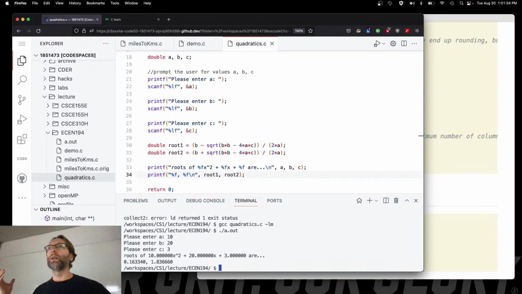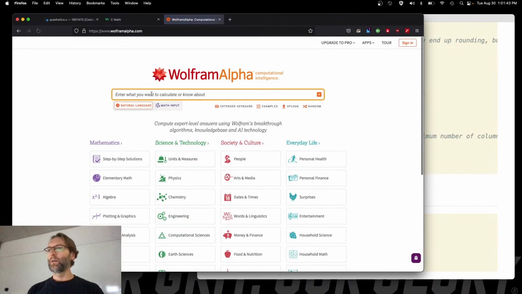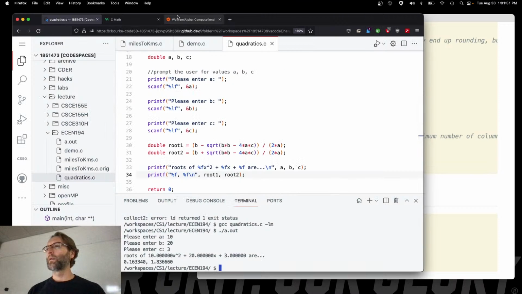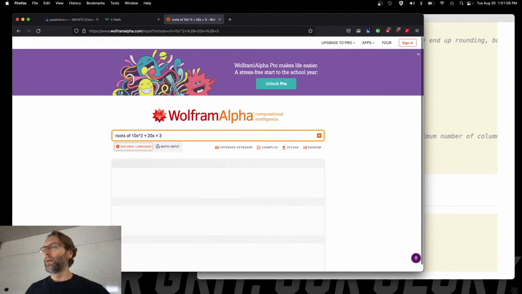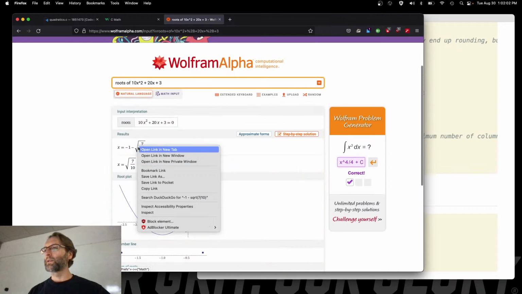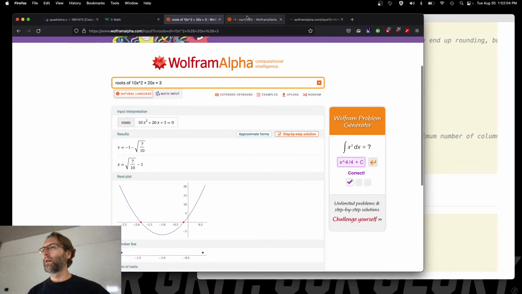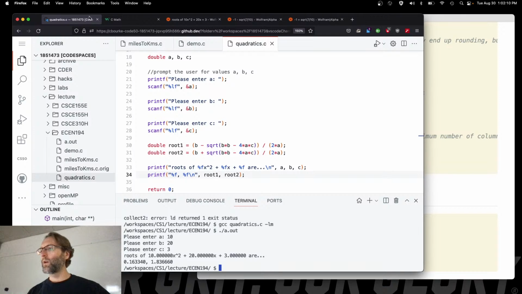Pull out your calculator. Or don't pull out your calculator. Go to Wolfram Alpha. Roots of, what was it, 10x squared plus, what was it? I did 20 to keep b large intentionally. x plus 3. All right, well, it won't give me those numerically, but that's okay. Negative 1.83. Oh, negative. No, it's not negative.